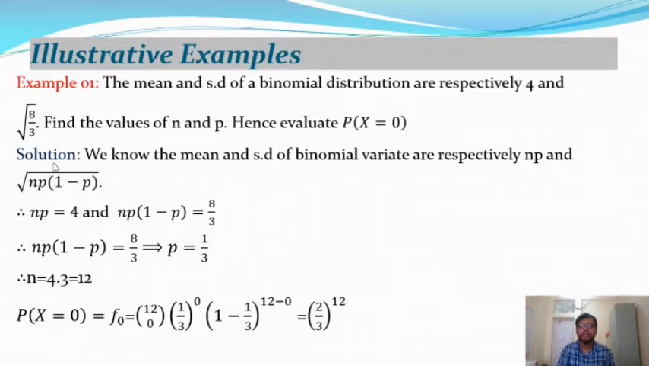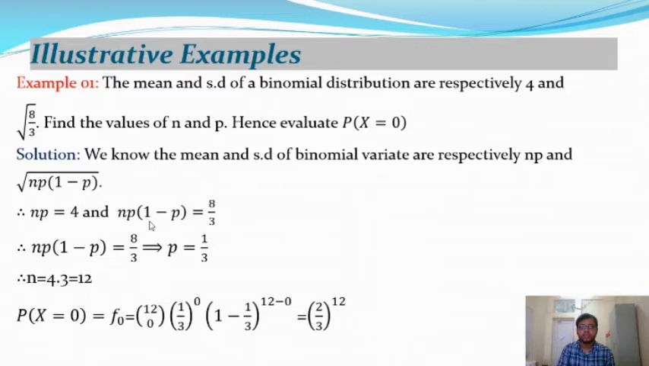So here is the solution of the given problem. We know the mean and the standard deviation of the binomial variate are respectively np and root over np into 1 minus p, or np into q, where q is equal to 1 minus p. According to the question, np is equal to the mean, so np is equal to 4, and the standard deviation is root over 8 by 3, so the variance is root over 8 by 3 whole square, that means 8 by 3. Therefore np into 1 minus p gives 8 by 3.